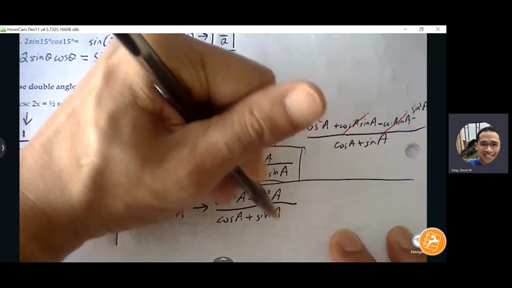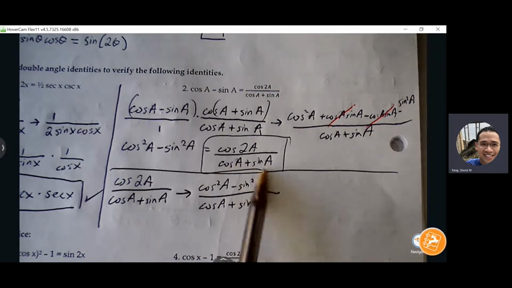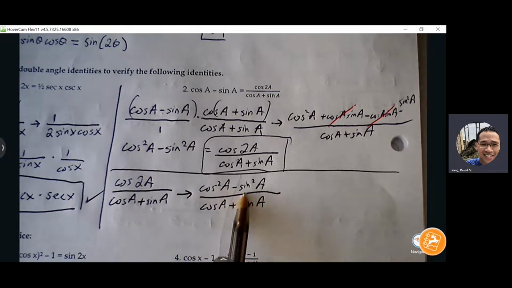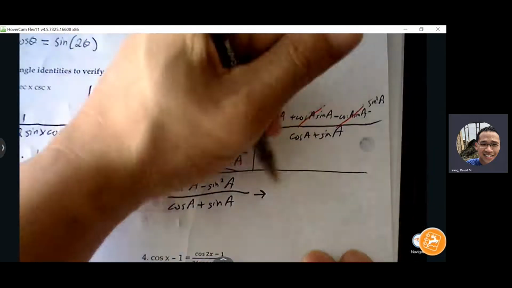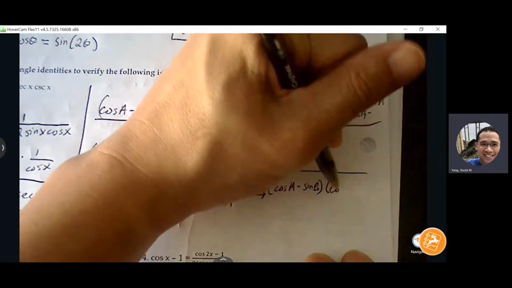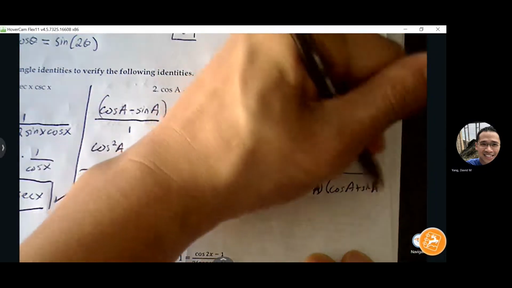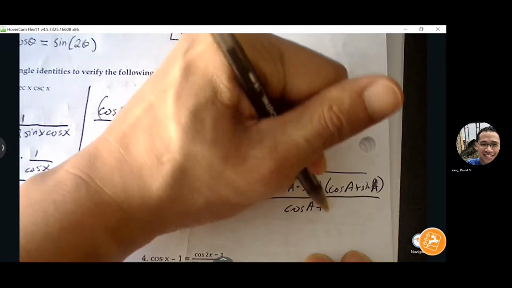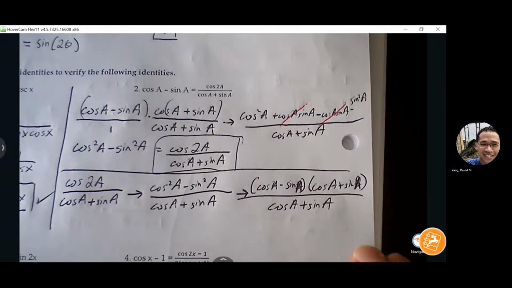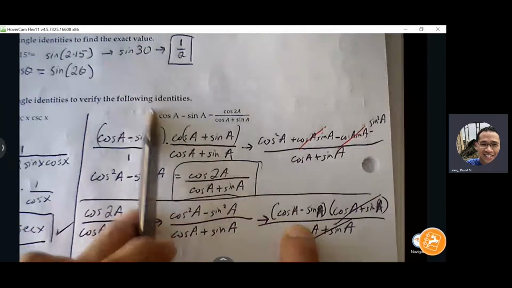Remember, I cannot cancel across addition or subtraction, but there's something I can do with this numerator. What can I do with this? Factor using what? Difference of squares, right? So if I do that, a squared minus b squared is a minus b times a plus b. I bet this is all a here. Anything match and cancel out? Cosine A plus sine A, and that ends up with my left side.